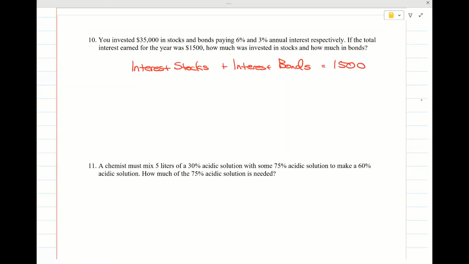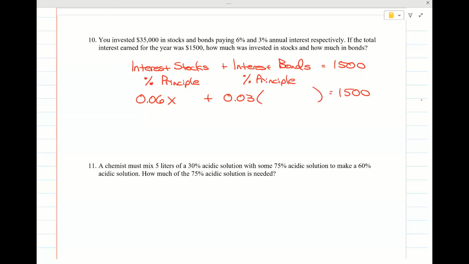Now the way we find interest is we multiply the percent times the principal, or the amount invested. I don't know how much the principal was for stocks, so we could use x, and we know that stocks paid 6%. Bonds paid 3%. Now, I also don't know how much the principal was for bonds, but it would be whatever's left over after we took out the amount of money in stocks.